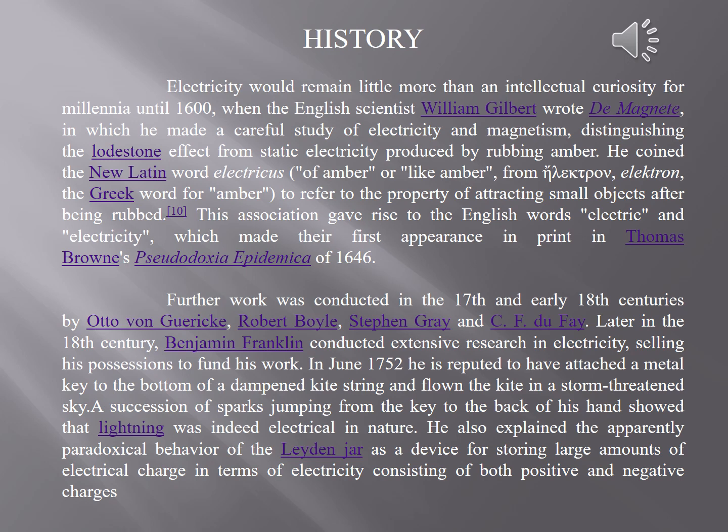In June 1752, he is reputed to have attached a metal key to the bottom of a damp kite string and flown the kite in a storm threatened sky. A succession of sparks jumping from the key to the back of his hand showed that lightning was indeed electrical in nature. He also explained the apparently paradoxical behavior of the Leyden jar, a device for storing large amounts of electrical charge, in terms of electricity consisting of both positive and negative charges.